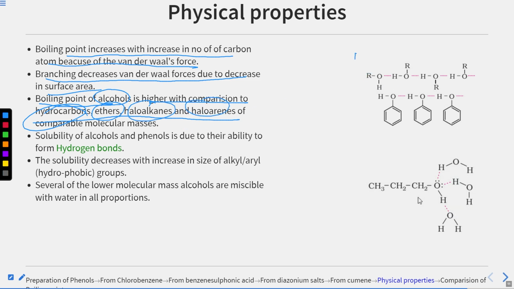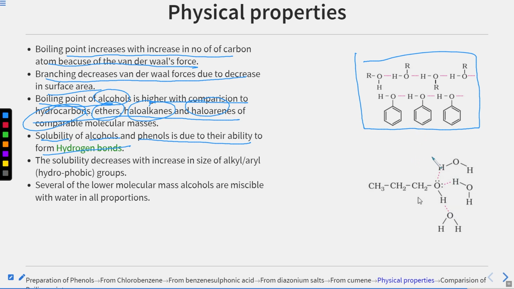And why is it so? It is simply due to the hydrogen bonding that is present in the case of alcohol. Ether, since ether is polar, has a higher boiling point as compared to a simple hydrocarbon, but it is not higher than alcohol because it does not have hydrogen bonding. Now solubility: the solubility of alcohol and phenol is higher due to their ability to form hydrogen bonds.